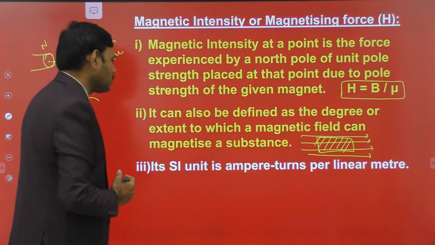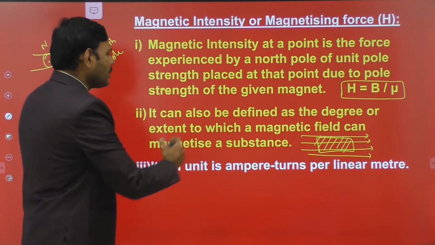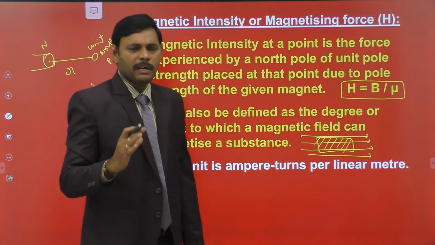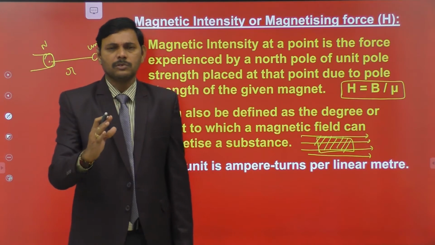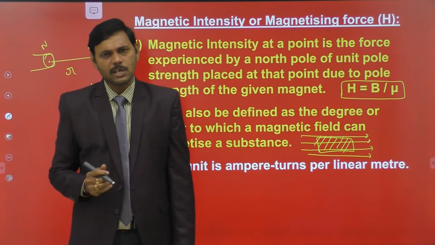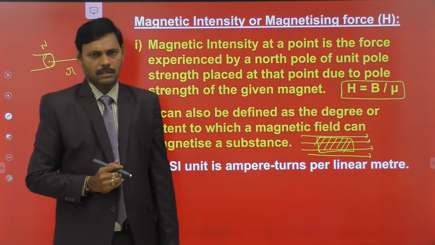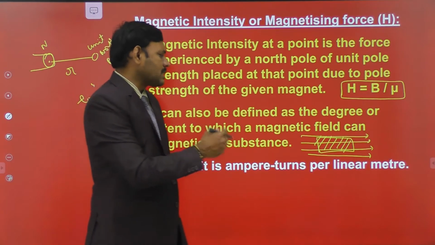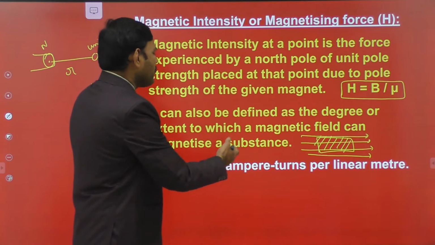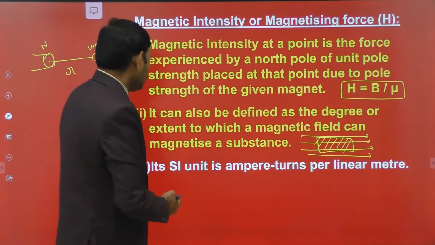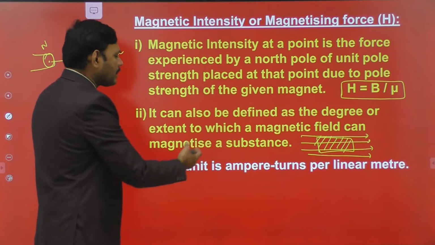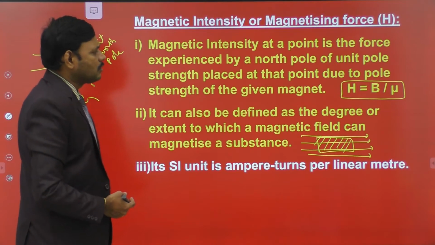Okay, let us move on to the units. The SI unit is ampere turns per meter. Students, remember it is almost equal to the SI unit of pole strength, which is ampere turns. Ampere turns per meter is the SI unit of the magnetizing force H.